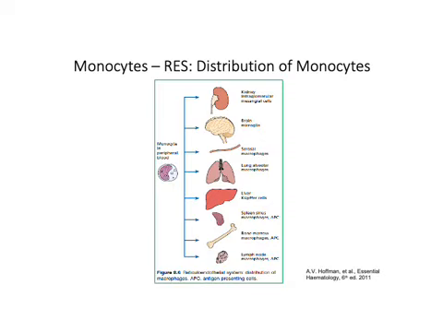The monocytes, as we have mentioned, when they enter the tissue, become highly specialized macrophages. And within each organ system, you have your characteristic macrophages. For example, within the kidney, you have your mesangial cells. In the brain, you have the microglial cells. In the liver, you have the Kupffer cells. You also have the osteoclasts in the bone.